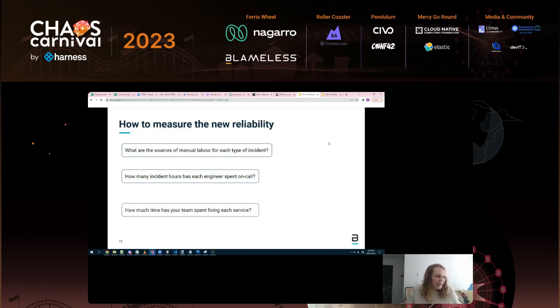How much time has your team spent fixing each service? This is something that we talked about in the technical example. Have they had a lot of experience with this type of service when it goes down? Do they have processes in place from those past experiences? Are there examples that they can look at from previous incidents, or is this something brand new to them? And as you ask these questions and find numbers that answer them, solutions will start to naturally appear.